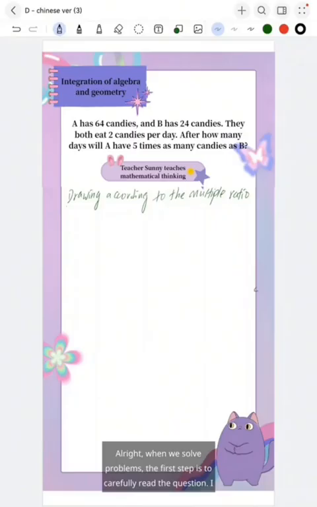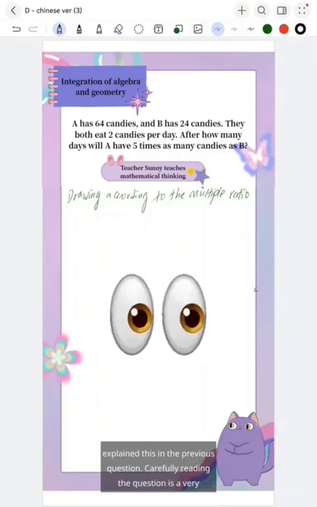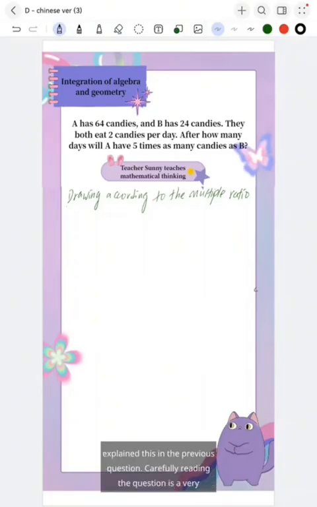Alright, when we solve problems, the first step is to carefully read the question. I explained this in the previous question. Carefully reading the question is a very important step and method. If you read the question well, more than half the problem is solved. If you don't read it well, then there's no way to solve the problem. Alright, let's look at the question.